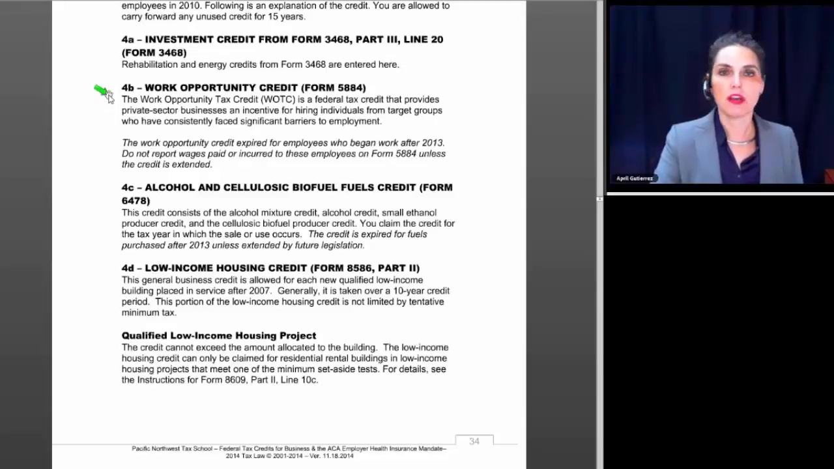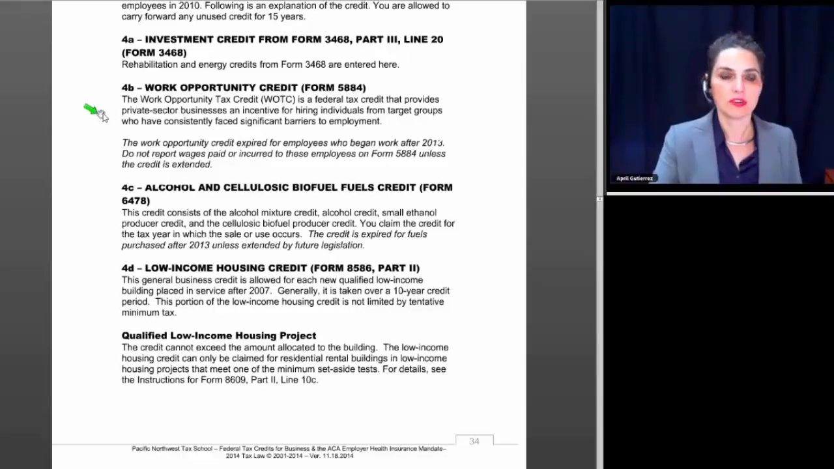We then have the work opportunity credit, and the work opportunity credit is a federal tax credit that provides private sector businesses with an incentive for hiring individuals from target groups that have consistently faced significant barriers to employment. This particular credit was well in play during the recession, and it kept expiring and was then extended, but it has finally expired as of the end of 2013 unless it is extended again.